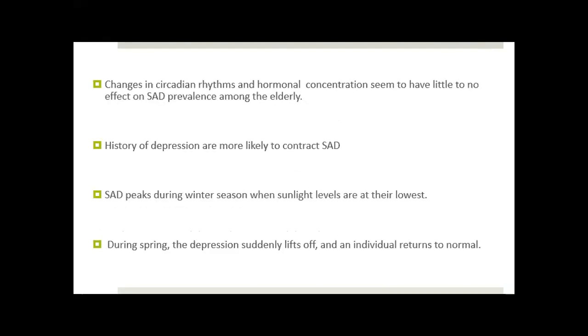Changes in circadian rhythms and hormonal concentration seem to have little to no effect on seasonal affective disorder prevalence among the elderly. Patients with a history of depression are more likely to contract seasonal affective disorder. Seasonal affective disorder peaks during the winter season when sunlight levels are at their lowest. During spring, the depression suddenly lifts off and an individual returns to normal.